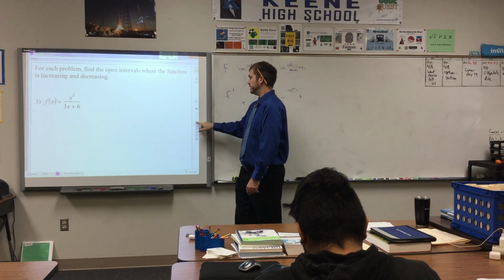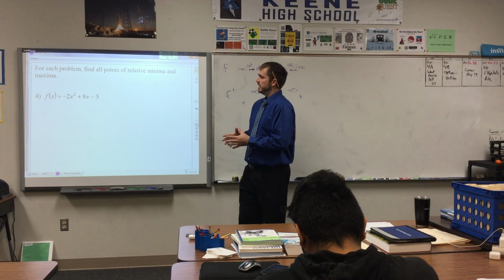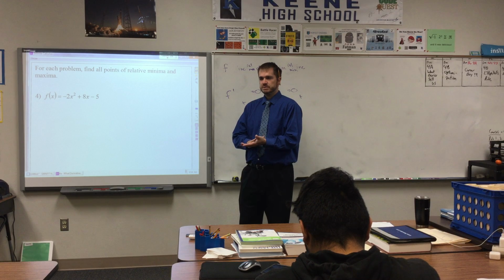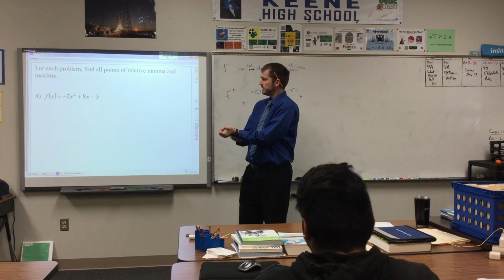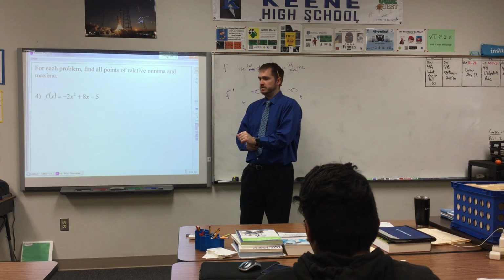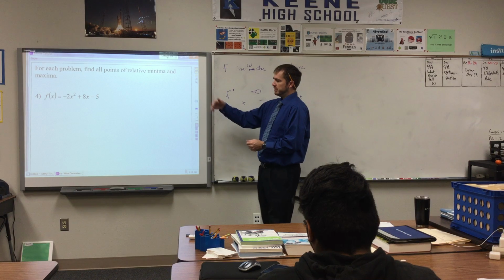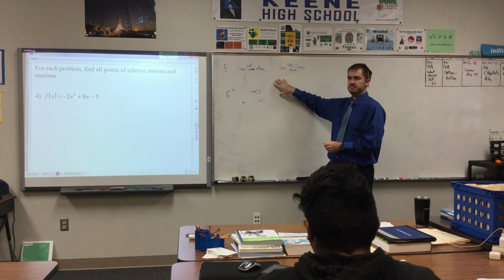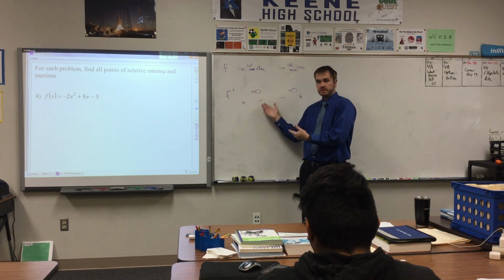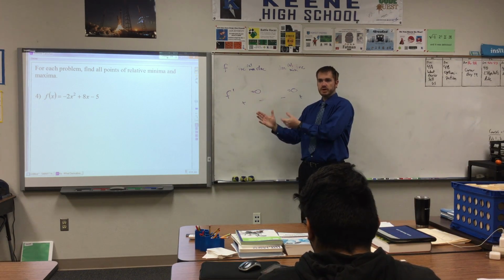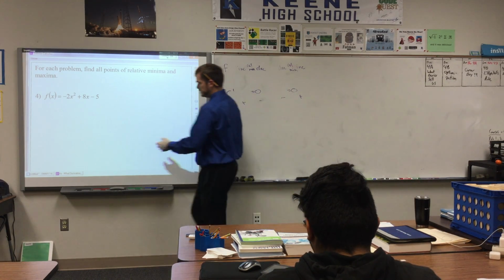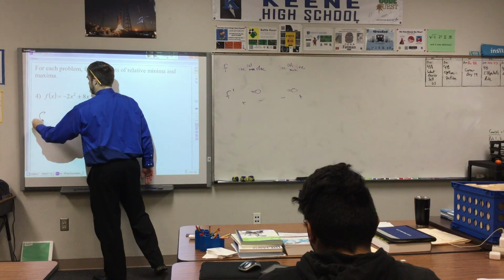So we'll go ahead and do this, just to get a little more aware of what's going on in the relationship between the function and its derivative. For each problem, find all points of relative minima and maxima. So the process, if we're going to apply this fact, is we're going to find the derivative, set it equal to 0, and then find out what's going on a little bit before and what's going on a little bit afterwards. Okay? So let's go and do that.